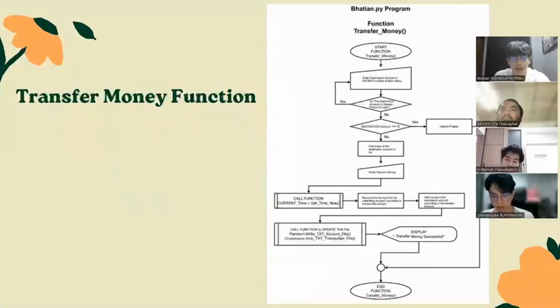Transfer money function will receive an input from the user and run the decision. If the destination account equals 0, it returns false and ends the loop. But if it's not, it will run through the process below to receive the input from the user, then update the time and enter the process that removes and adds the money, then go to update text file and display the message, transfer money successful, and then end.